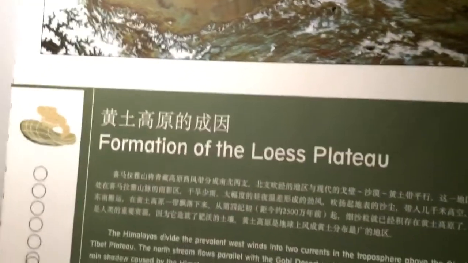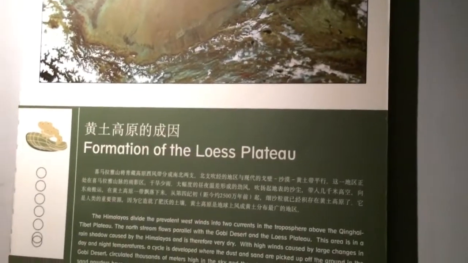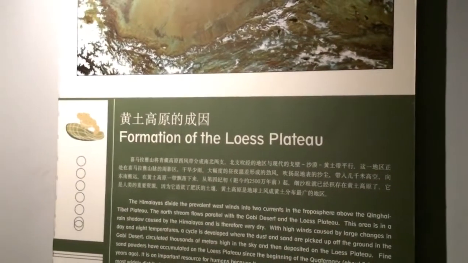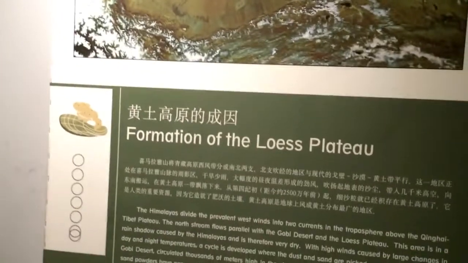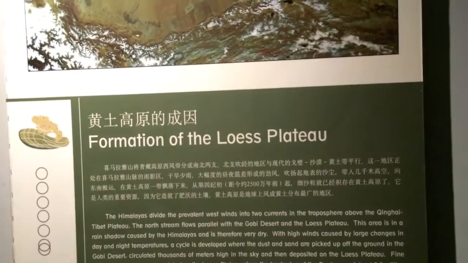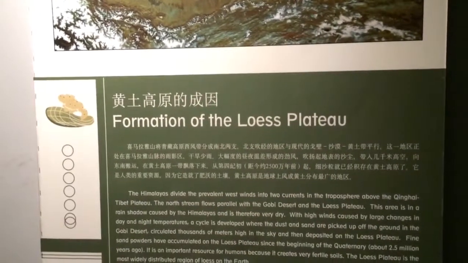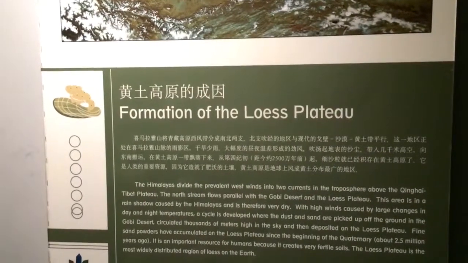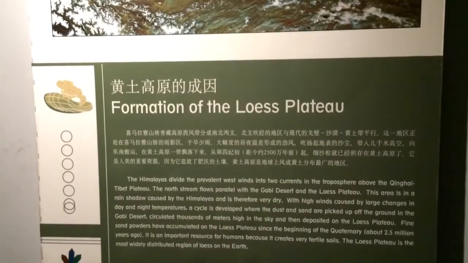Himalayas divide prevalent west winds into two currents in the troposphere above the Tibetan Plateau. The north stream flows parallel with the Gobi Desert on the Loess Plateau. This area is in a rain shadow caused by the Himalayas and is therefore very dry, with high winds caused by large changes in day and night temperatures.